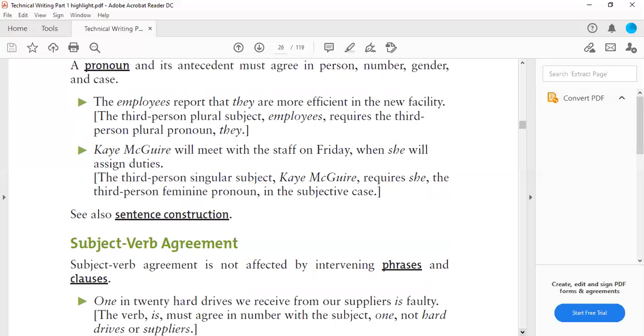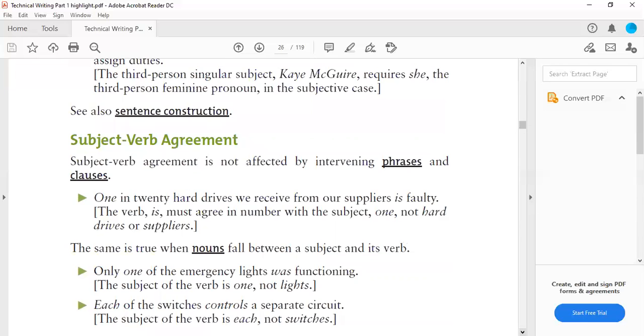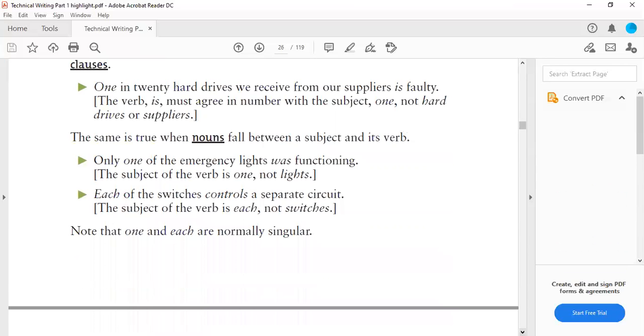Subject-verb agreement is not affected by intervening phrases and clauses. For example, 1 in 20 hard drives we receive from our suppliers is faulty. Now you ask yourself, why do we have suppliers, which is plural, but then we have is? Should we not have subject-verb agreement? The question is, where's the subject here? The subject is one. One is the subject, and that's why we use is here. The verb is must agree in number with the subject one, not hard drives or suppliers.